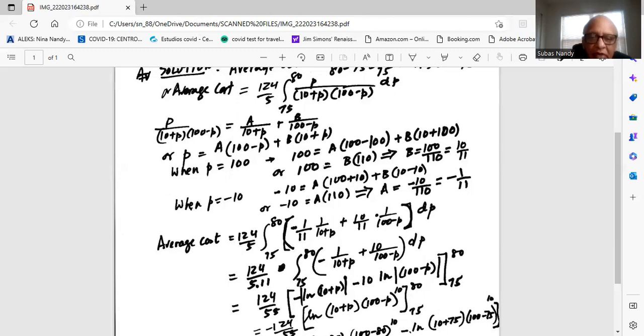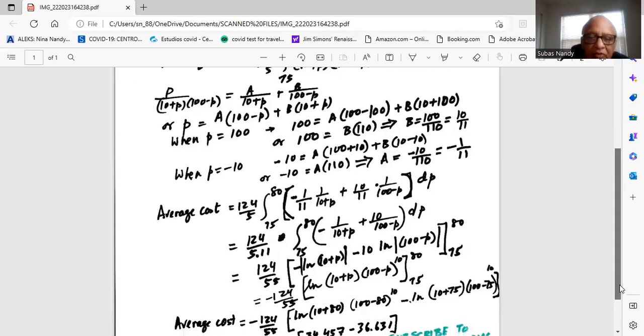Outside the parenthesis, we have 124/55. The integration gives -ln|10 + P| - 10 ln|100 - P|. This can be simplified using the rules of logarithm. Taking the minus sign out, we have -124/55, and both terms are plus. Using the rules of logarithm, this is ln of (10 + P)(100 - P)^10, where the 10 becomes an exponent, and the limits are from 75 to 80.